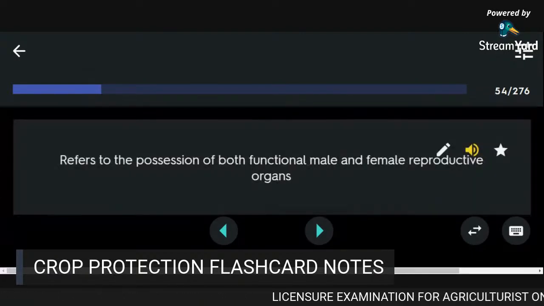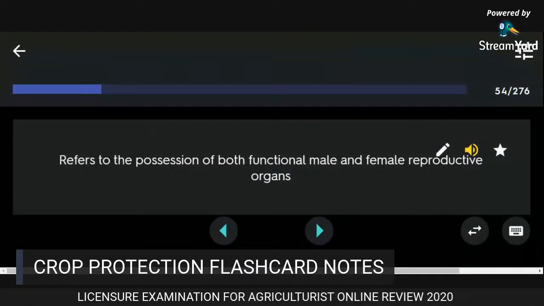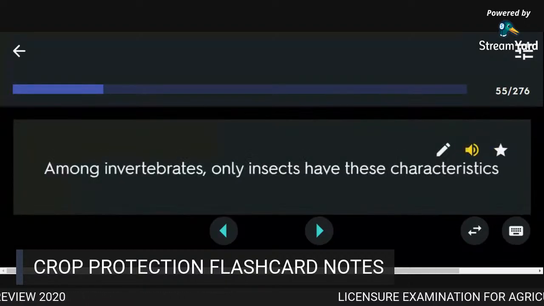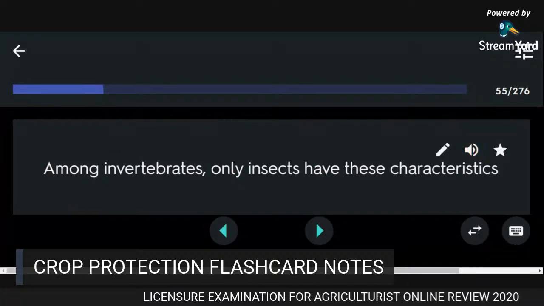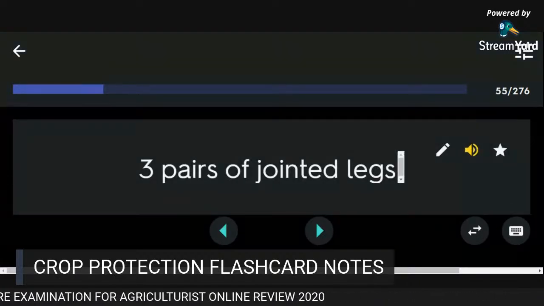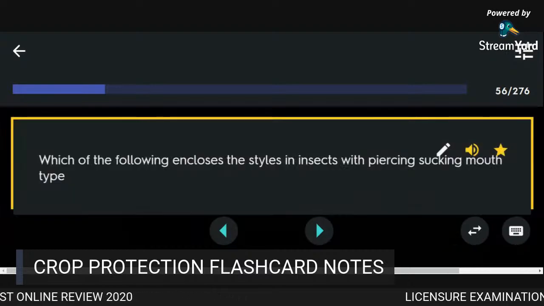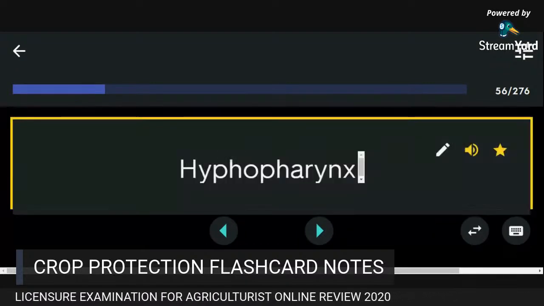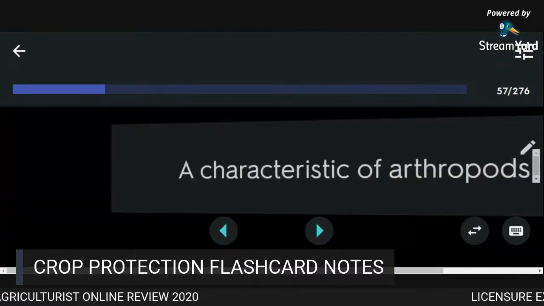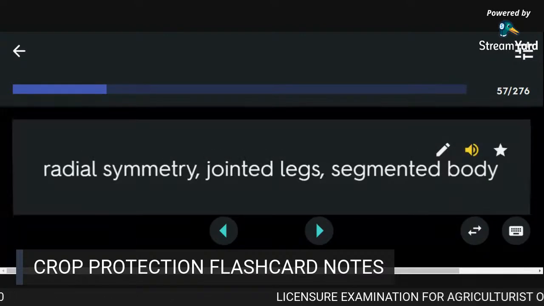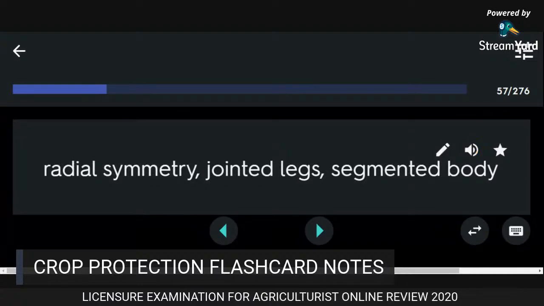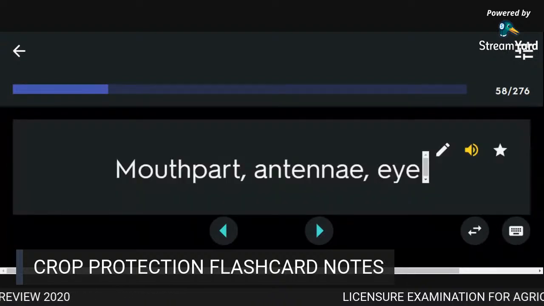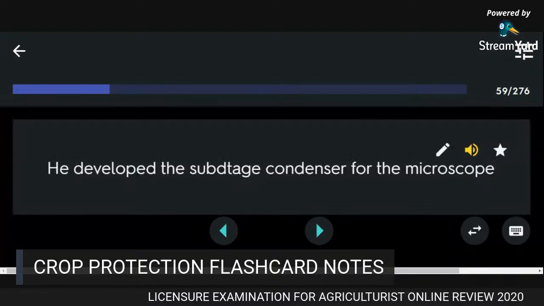Refers to the possession of both functional male and female reproductive organs: hermaphroditic. Among invertebrates, only insects have this characteristic: three pairs of jointed legs. Which of the following encloses the stylets in insects with piercing-sucking mouthparts? Hypopharynx. A characteristic of arthropods: jointed legs, segmented body. Sensory organs found in insects: antennae, eyes. He developed the substage condenser for the microscope.